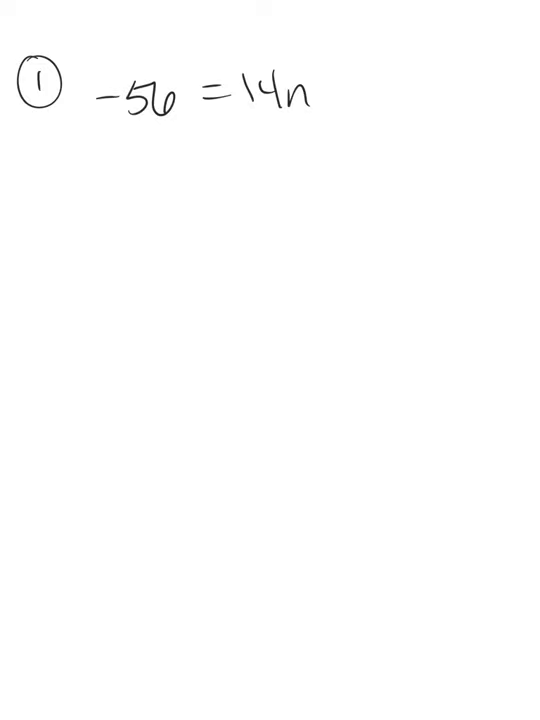If you were to read this equation, it would say negative 56 is 14 times a number. So in order to solve this, you have to do the inverse, which is dividing by the 14 to both sides. And you should get negative 4.